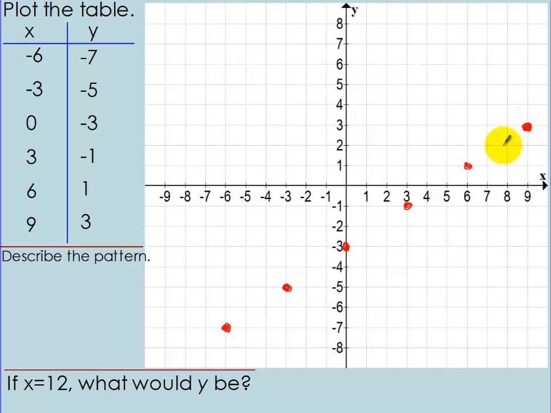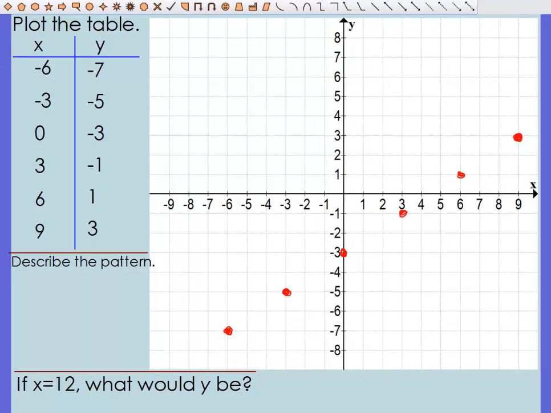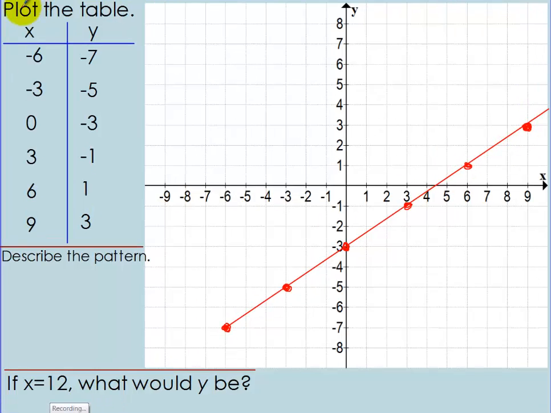So got a bunch of points here, and it forms a linear equation. This is a linear function here, so I'm going to sketch a line through that. And see that the line goes through all those points. Now, part of this with functions is I want you to describe the pattern going on here, and I want you to use your own words.